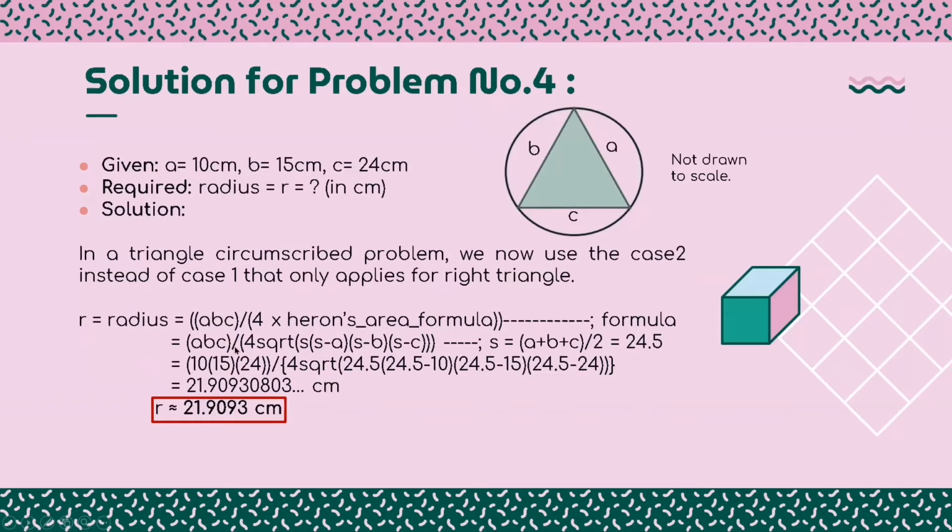So we can now substitute this into the formula: 10 times 15 times 24 divided by 4 square root of 24.5, open parenthesis, 24.5 minus 10, close parenthesis, open parenthesis, 24.5 minus 15, close parenthesis, open parenthesis, 24.5 minus 24, close parenthesis. We solve that in a calculator, and we will get the value of 21.9093 centimeters. So that's it.